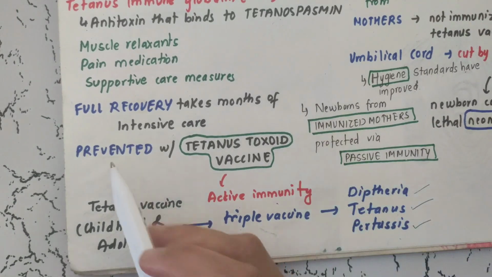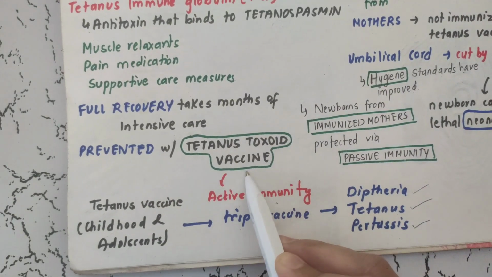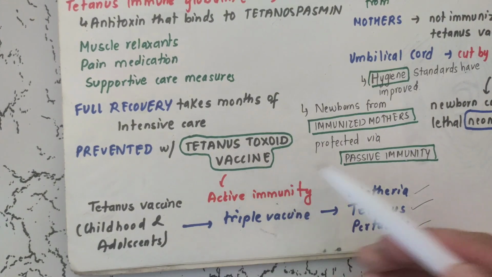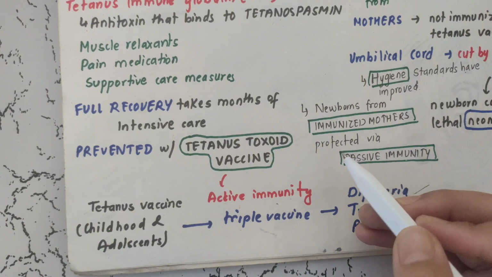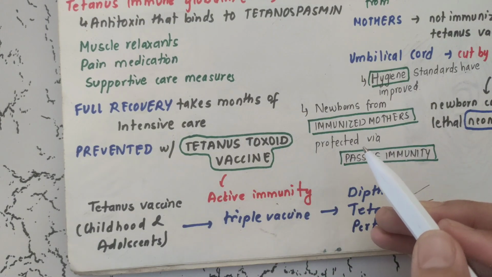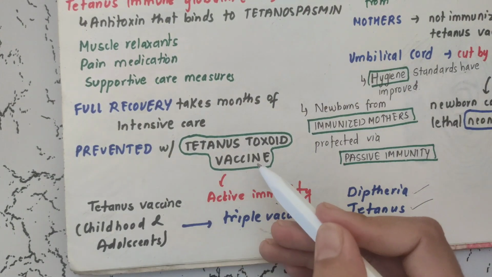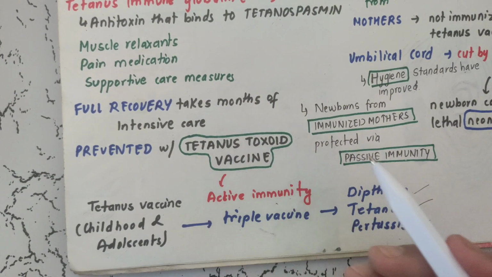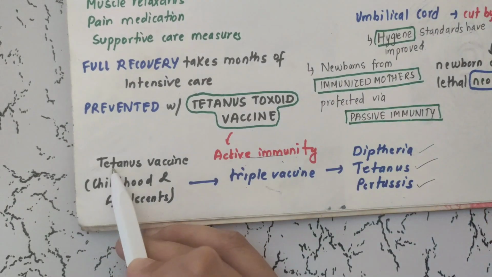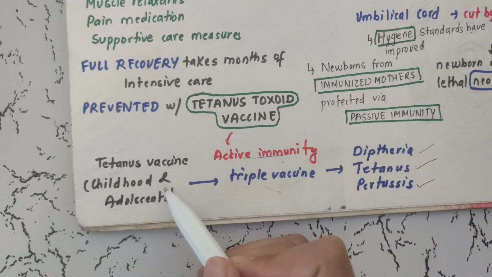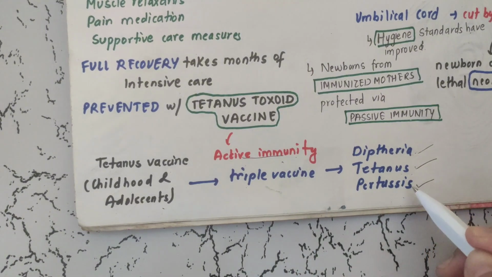However, we can prevent tetanus by using tetanus toxoid vaccine, that is a vaccine that provides active immunity. If we get any type of cut from any type of object, then we can get a vaccine of tetanus that will provide active immunity to us. The tetanus vaccine is given in childhood and adolescence in three forms, that is diphtheria, tetanus and pertussis.